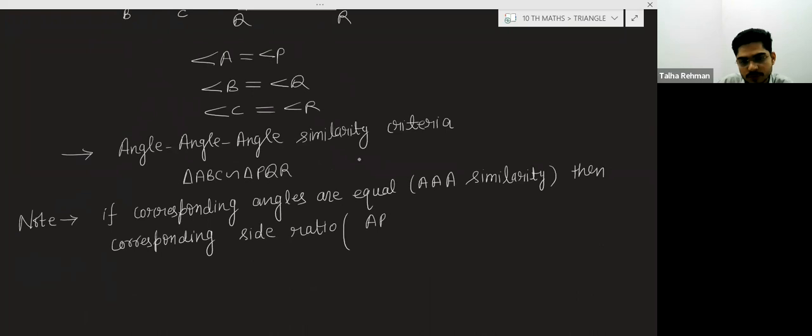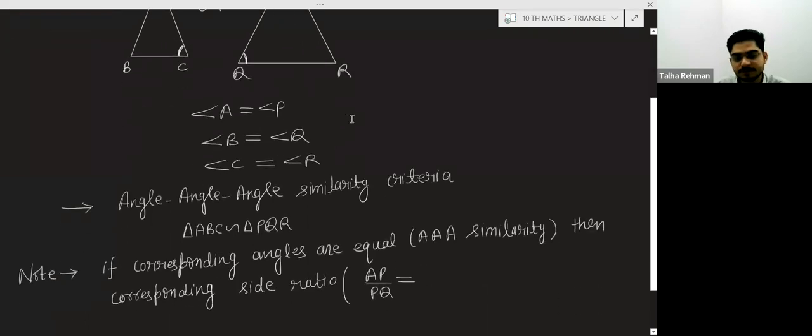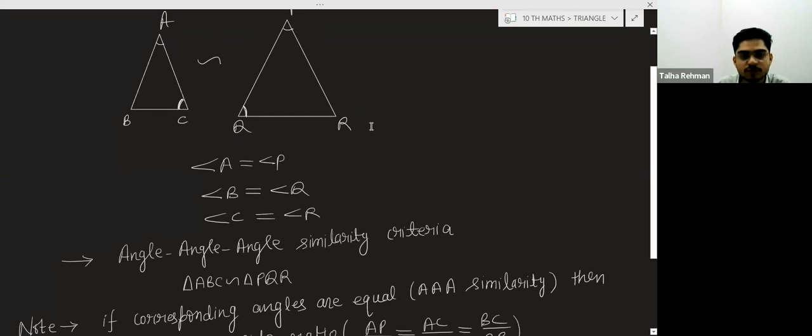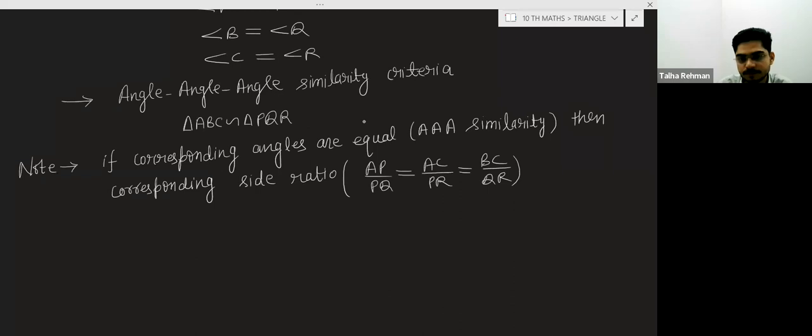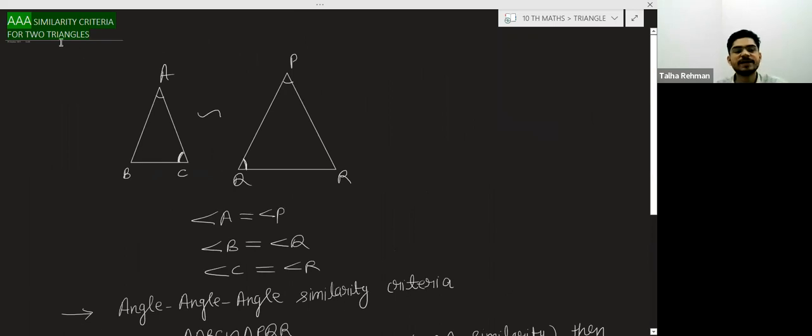So AB by PQ is equal to, taking any angle, I am taking angle A, AB by PQ equal to AC by PR, which is equal to BC by QR. So this is BC, this is QR. They must be equal. So this is your angle similarity criteria for two triangles. If three corresponding angles of two triangles are equal, then the triangles are similar triangles.